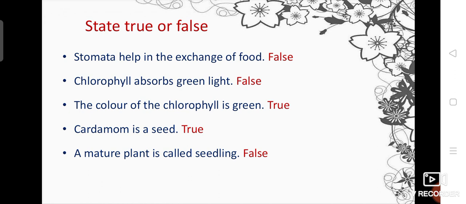Yes, that is true. Cardamom is a seed. Yes, cardamom means what? Elakka. It is a seed. That is true. The mature plant is called seedling. Is it true? No. The mature plant is called a tree or something. But here it is giving seedling. Seedling meaning what? Small plant. Isn't it? From the seed, the first leaf, the first shoot will come out. No, that is seedling. But here mature plant is given. So it is false.